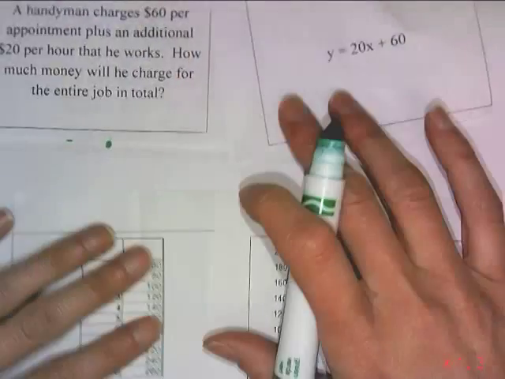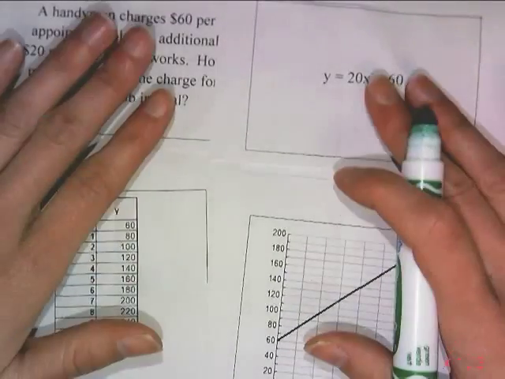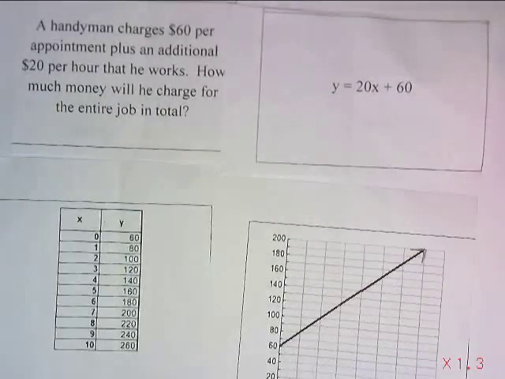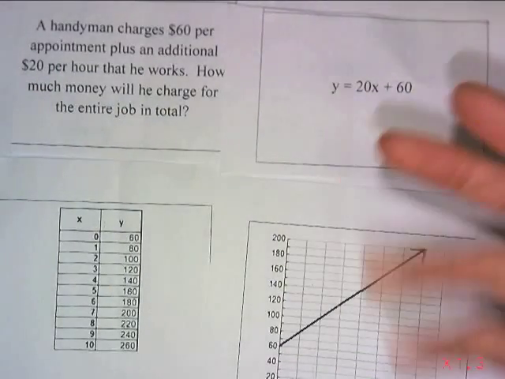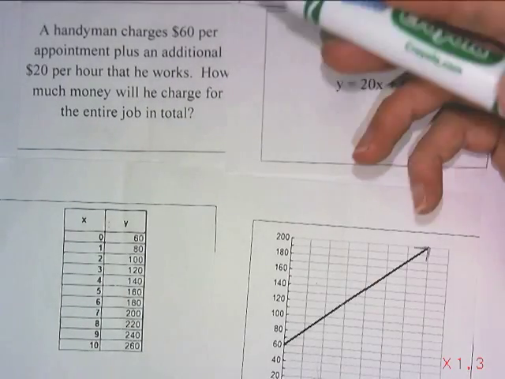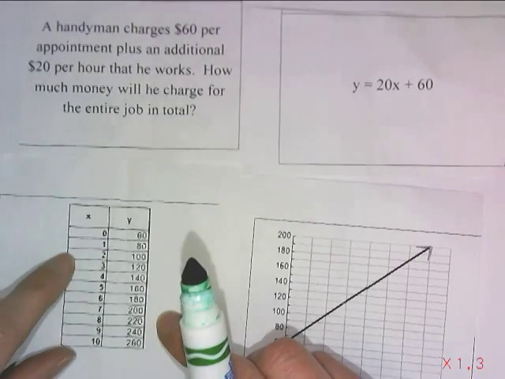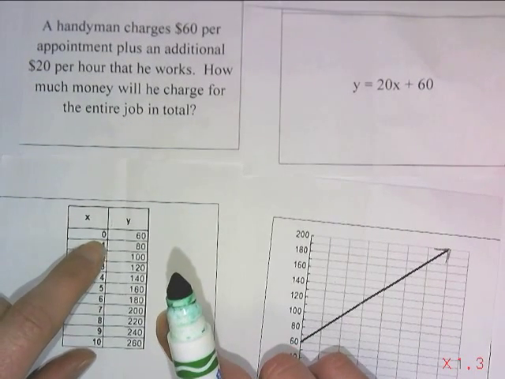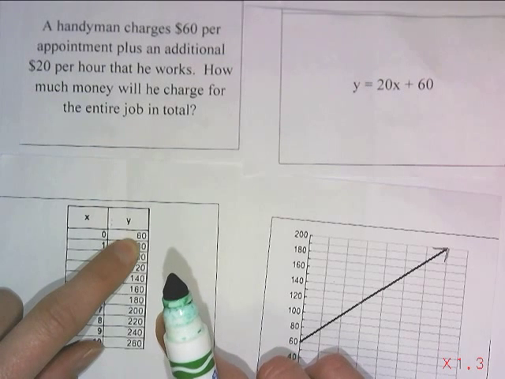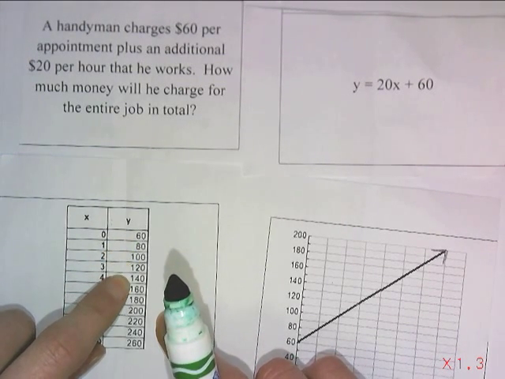The situations all had something that sounded kind of the same, but maybe a slight difference in the direction of the change, or the numbers were flip-flopped. So if you look at this one, a handyman charges $60 per appointment plus an additional $20 per hour that he works. That means that it is not proportional. When x is 0, he's got a $60 flat rate, and then if you look at the rate of change, for every hour that he works, it's going up by 20.